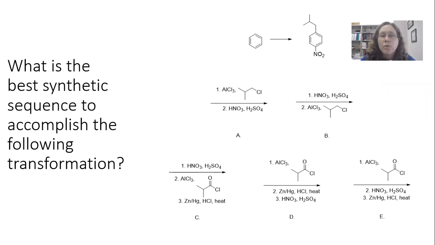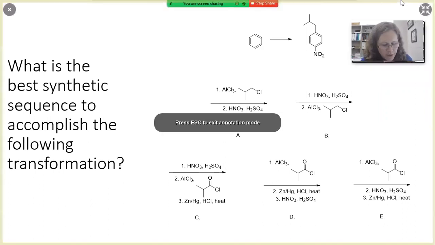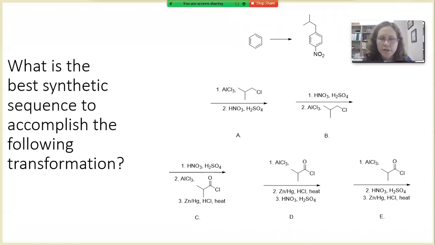So the key here is what order do we use? What reactions do we use? Let's go ahead and take a look at our options. In our first case, we have an alkyl halide reacting with aluminum trichloride, so this is an alkylation reaction. But the key thing to recognize about this very first instance is that we have a primary alkyl halide. And we learned that primary alkyl halides can rearrange.